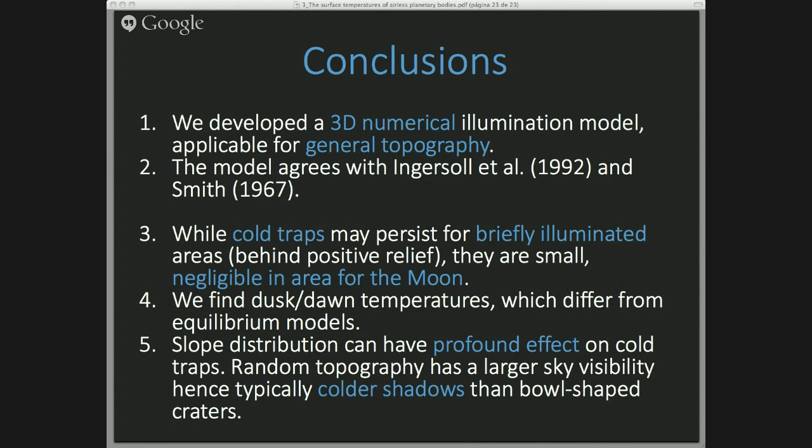So you get a very high temperature range, but warmer shadows. Sorry, colder shadows than spherical craters. And maybe the most important thing to say here is that we don't know what the moon looks like at the different scales, right? If it's made out of many small impact craters, or rough topography, and that is to be found in the future, I guess. Thank you.